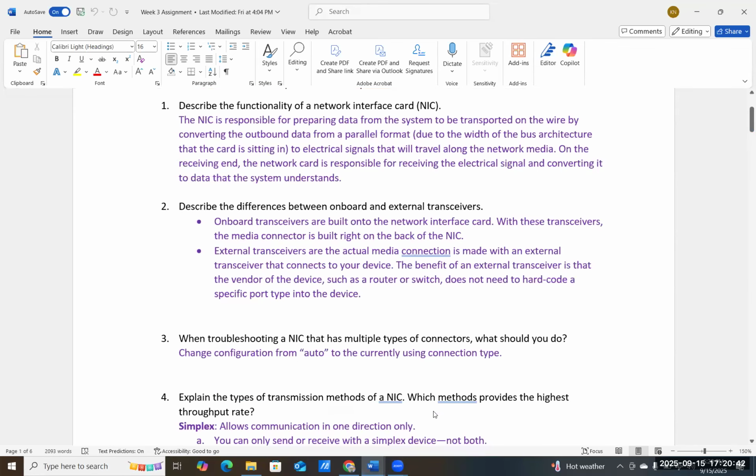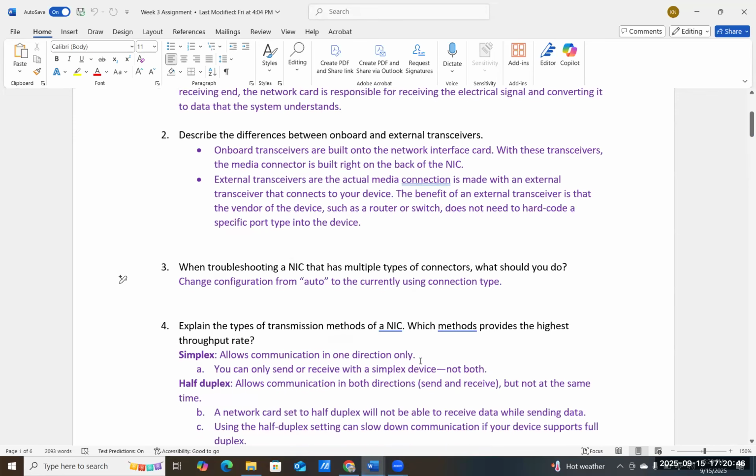Okay, so let's talk about your transmission. I think I briefly touched on this in the last couple of weeks. We will revisit this term over and over again because ultimately communication in general breaks down to these methods. Okay? So question 4 says: explain the types of transmission methods of a network adapter.